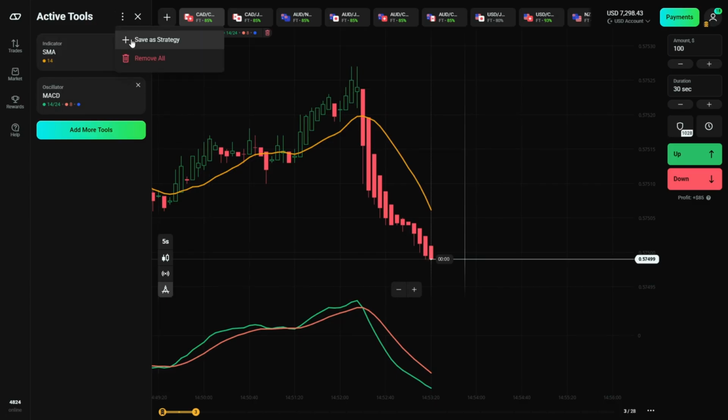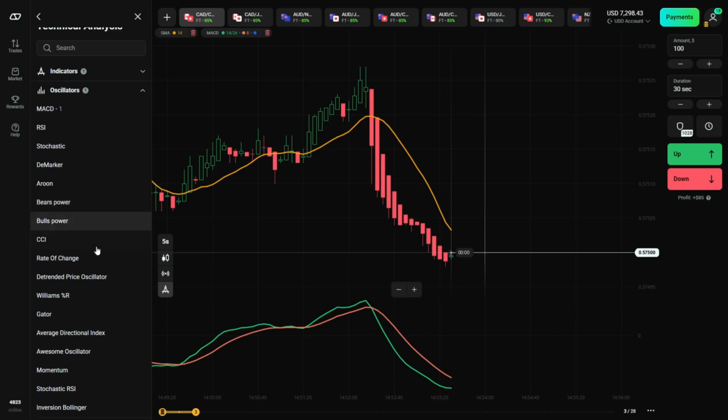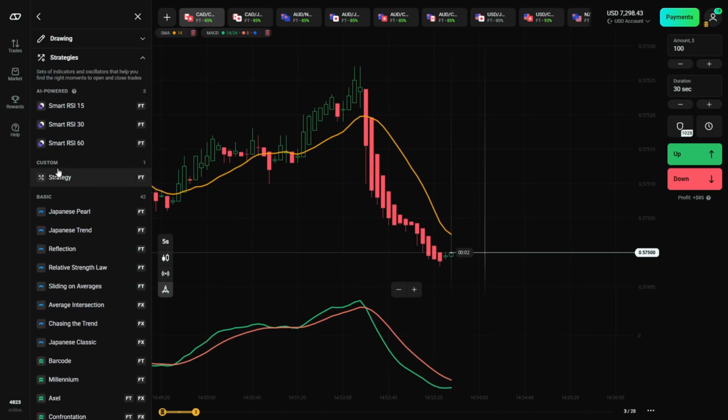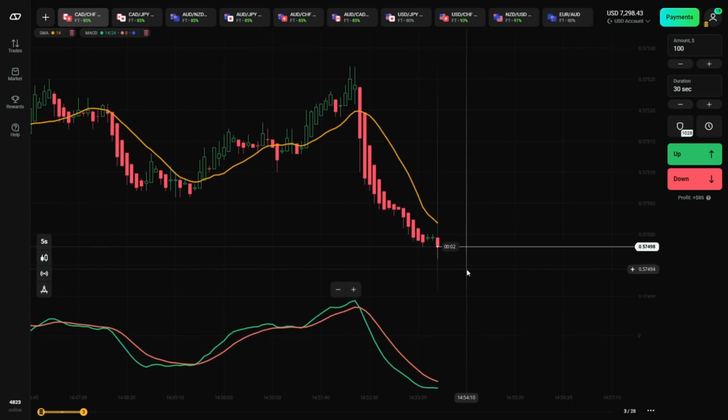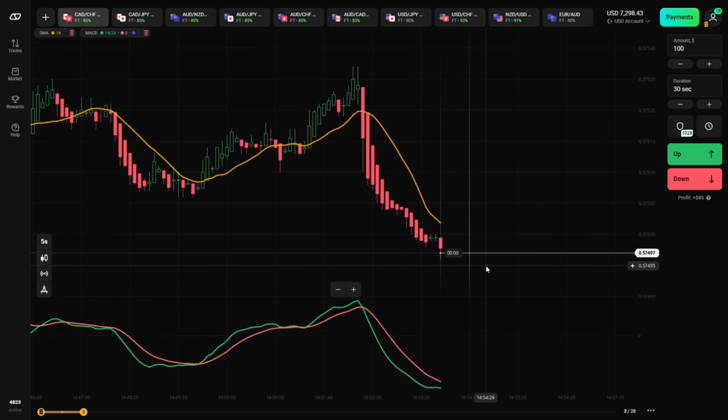After that, you can save it, and you'll find it again if you go back into the strategies, you'll find it directly as a saved strategy. So that's everything you will need for this strategy. Now let's go straight in and I'll explain how you can trade using this strategy.